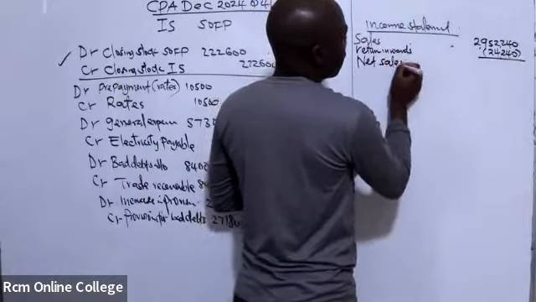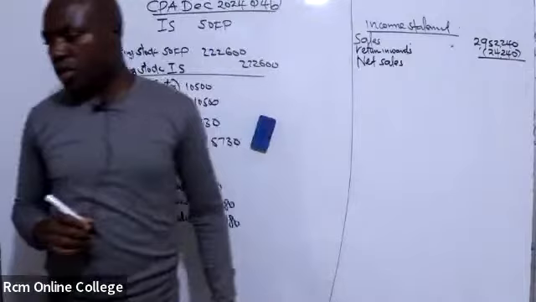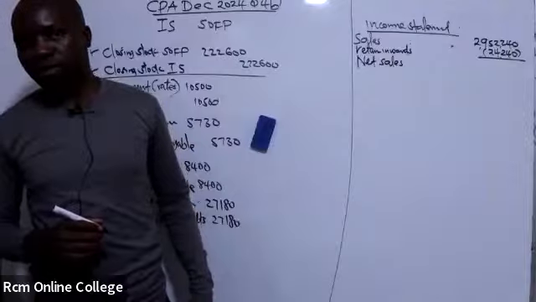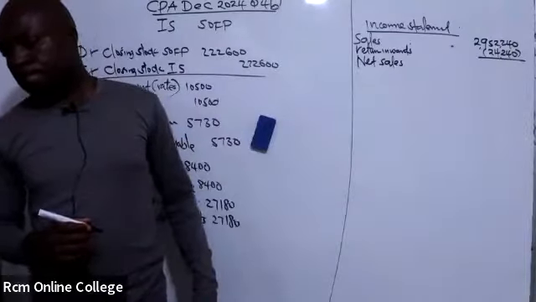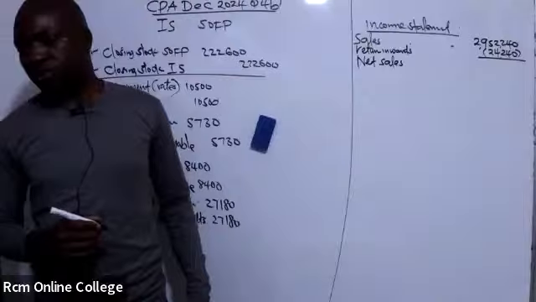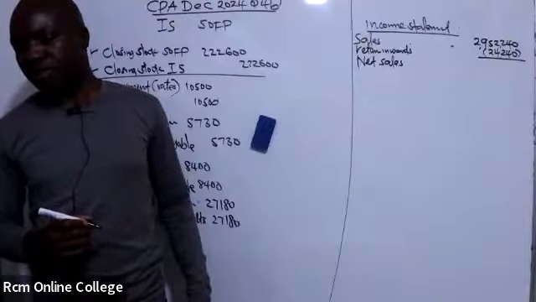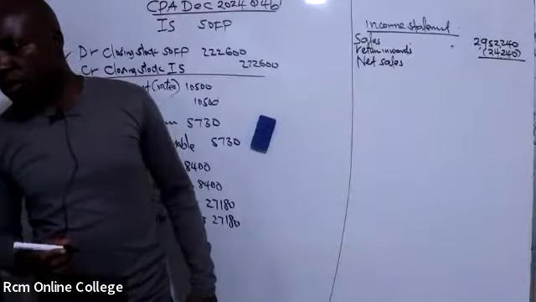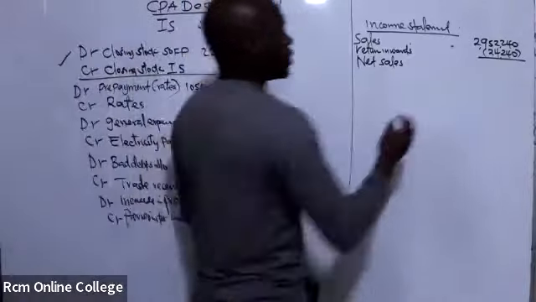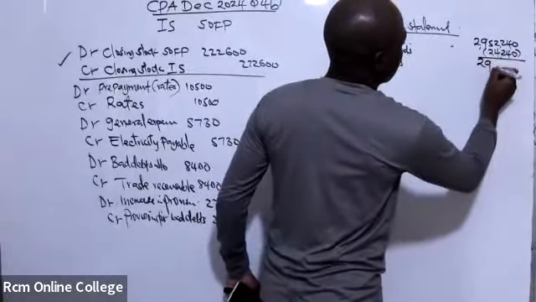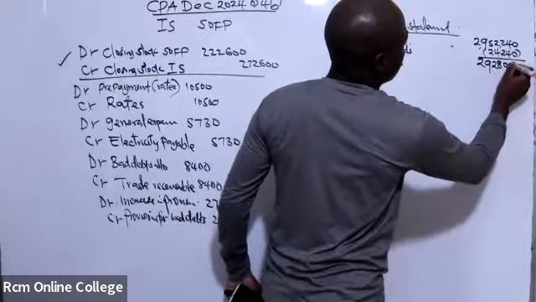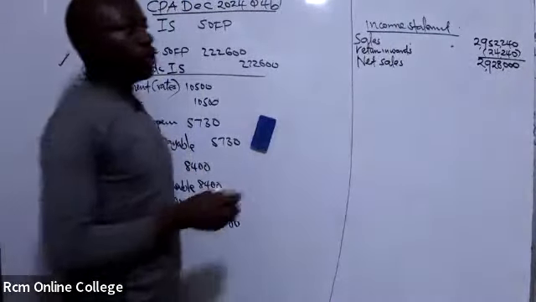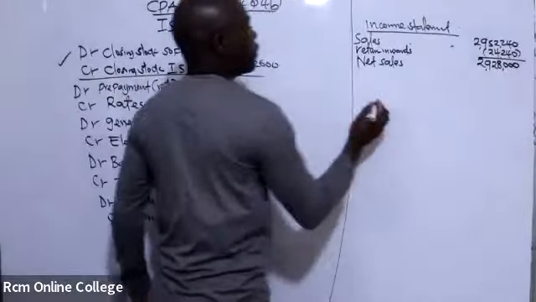Can we get the net sales figure now? Somebody to give us the net sales figure. 28,000. That is the net sales. To the net sales, we need now to consider what we call cost of sales.